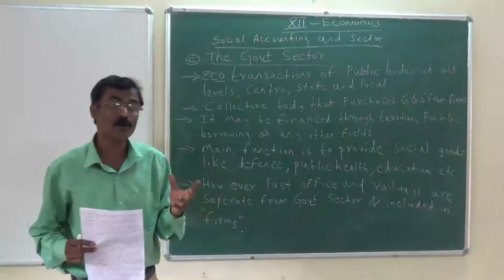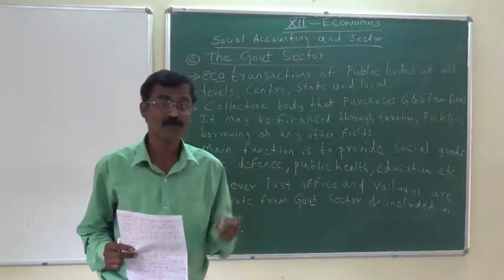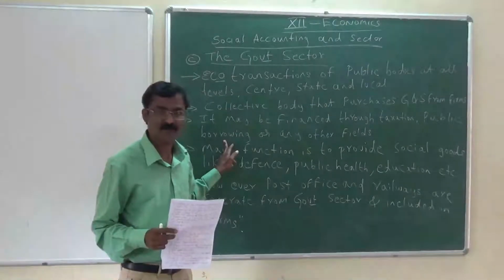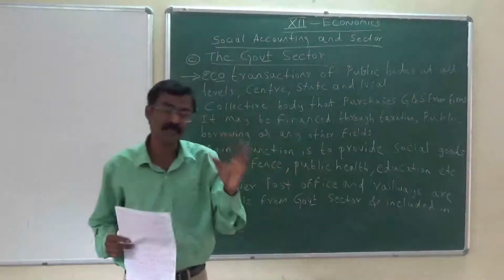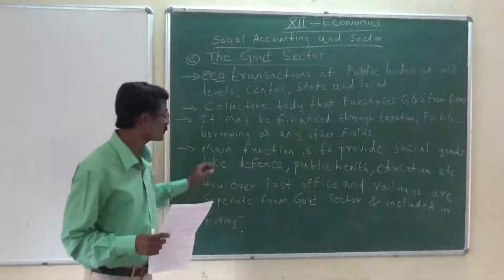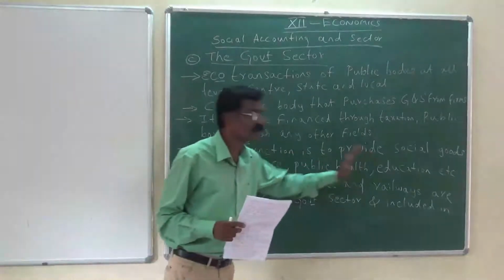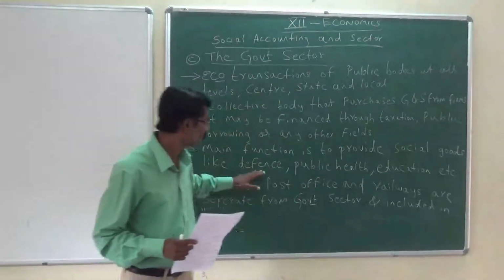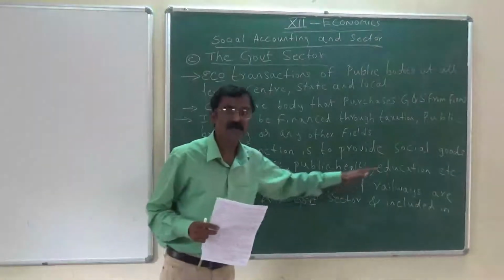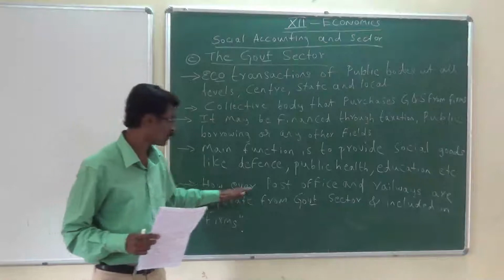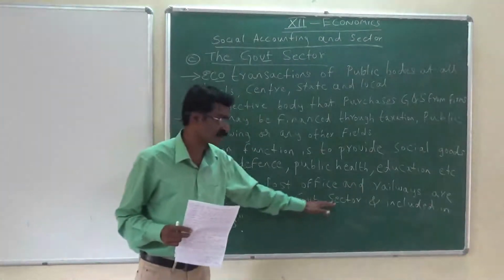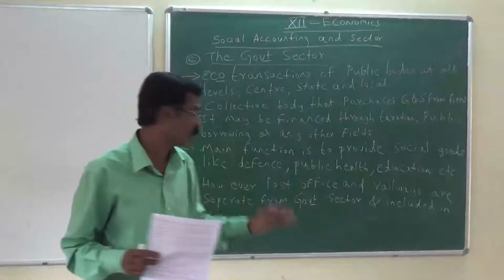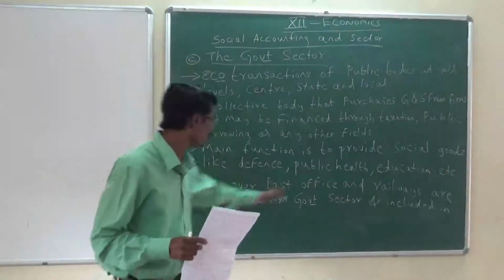Next, how does the government purchase it? Where does it get money from? The government gets money from financial sources through tax, public borrowing like stocks and other things, or any other fees, or maybe they might get a loan from the central bank. Next, what is the main function? The main function is to provide social goods like defense, public health and education. So the government mainly spends on these three aspects: defense, public health and education. The next point is that post office and railways are separate from the government sector, but they are considered to be firms of these two sectors.